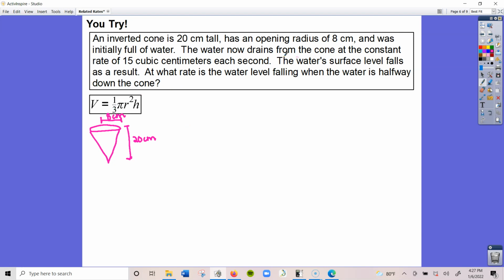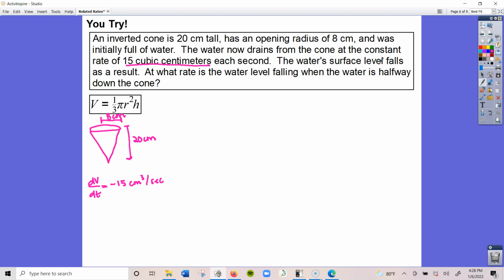The water now drains from the cone at the constant rate of 15 cubic centimeters each second. So this here, this is dV dt. And I know it is dV dt again because of those units. It is cubic. The water is draining, so that means the volume is going to decrease. So this is negative 15 cubic centimeters per second.